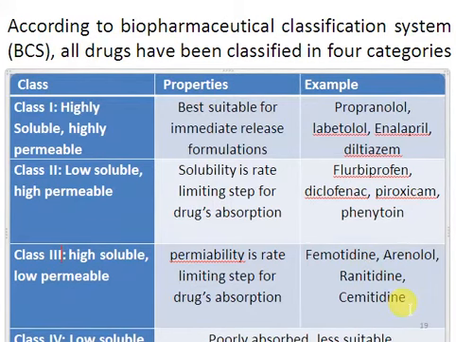Next is the class 4 drugs. These are low soluble and low permeable, so they are not absorbed properly and they are not suitable. We are not giving any example of such drugs because such a category is not normally used as drugs.